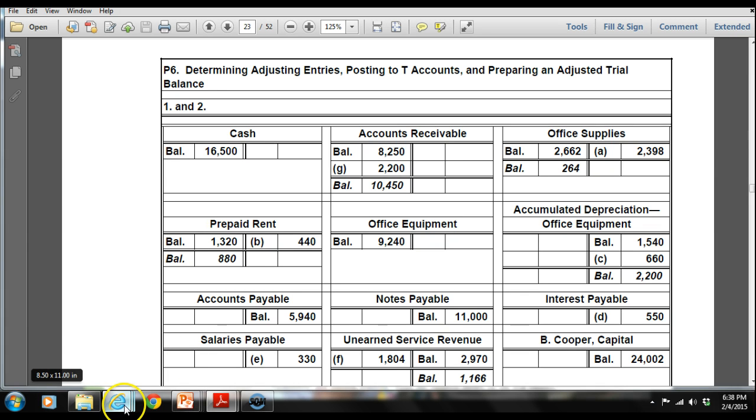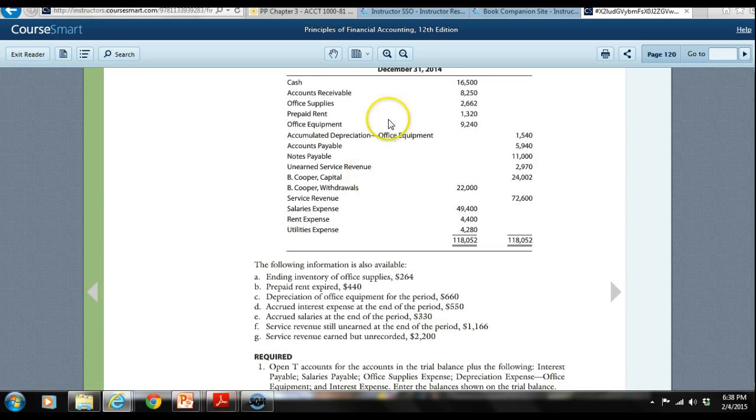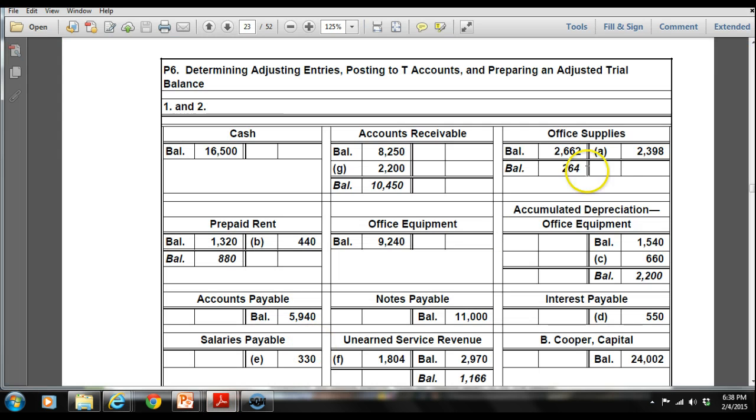Then we're going to go to office supplies and show a debit balance of $26.62 that you see right here. Office supplies, balance $26.62. That's all I want you to put in. Just this number right here. Okay? Next, if you look at your trial balance, you'll see something that says prepaid rent, a balance of $13.20. You'll put that in there. Balance $13.20.